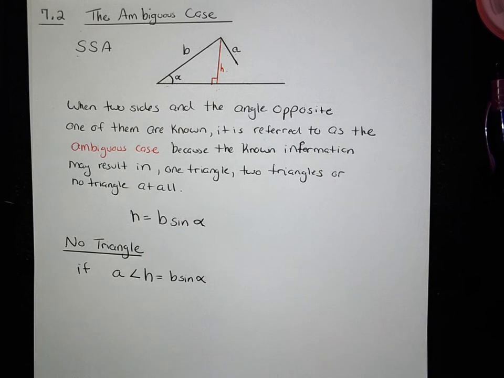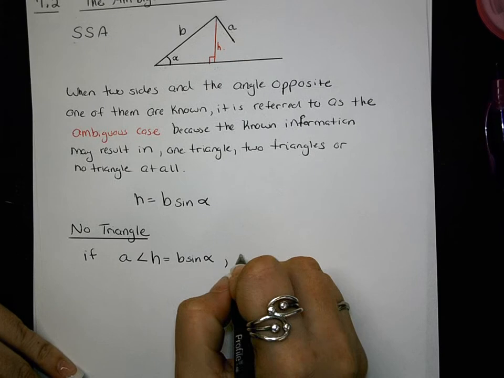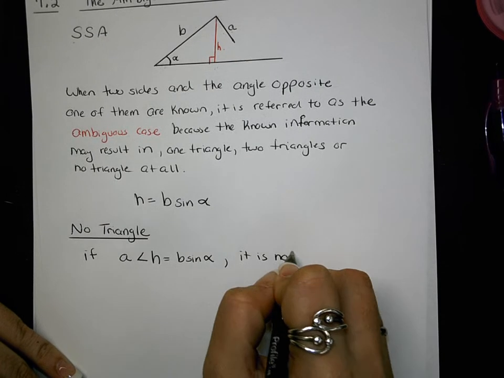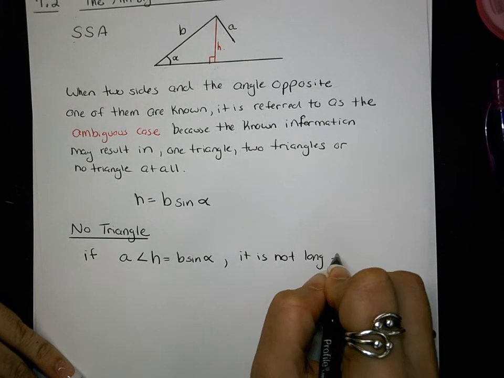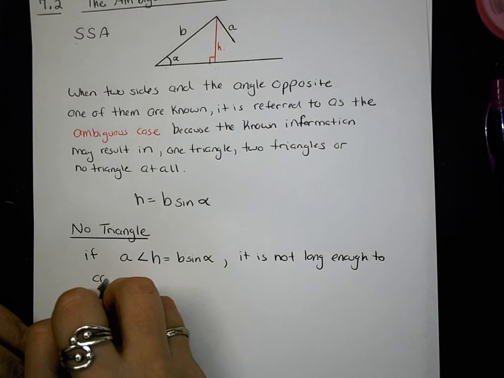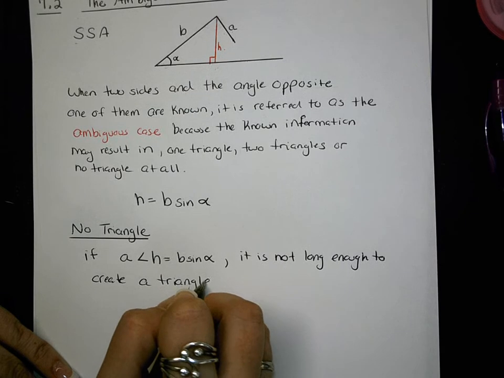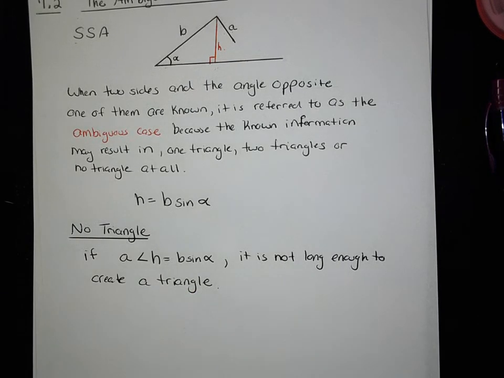All right, so if a is less than the height, which is b sine of alpha, it is not long enough to create a triangle. Okay? Make sense there?